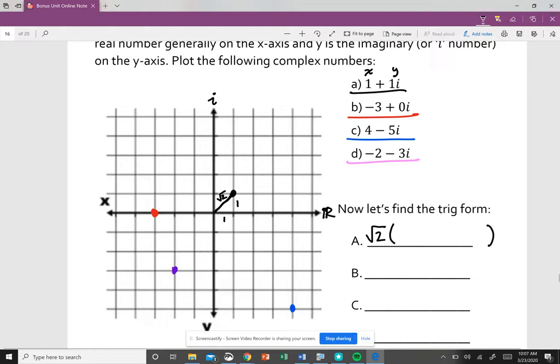And then this is going to be just like before. We're going to have the cosine of my theta plus, and now this time we're going to have i sine my theta, okay? And this is going to be my r, or the length of that line, okay? This is how you write trig form. So now we have to find this theta right here. So I'm going to do inverse sine.